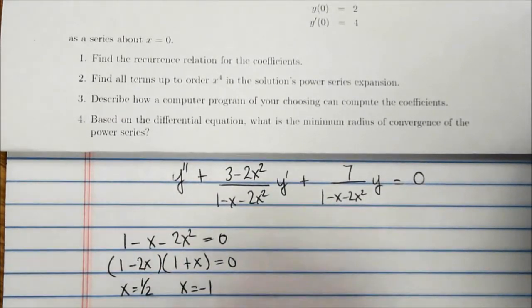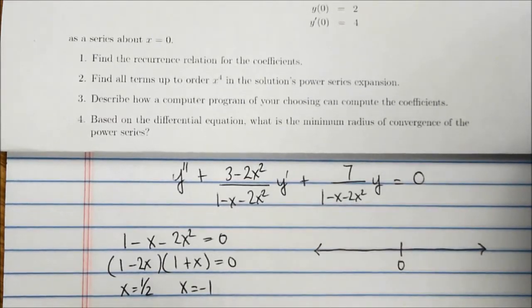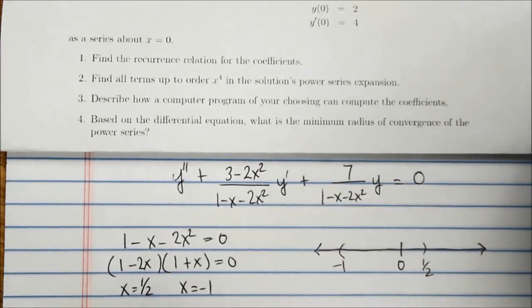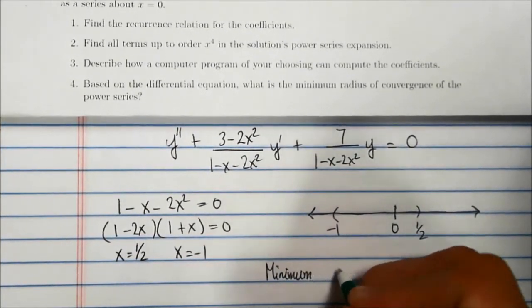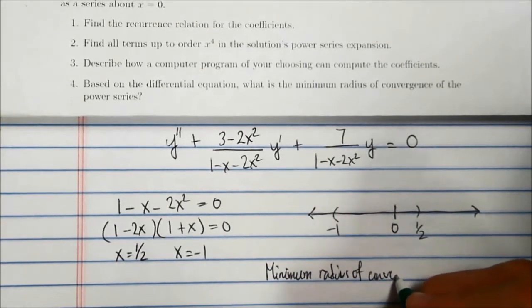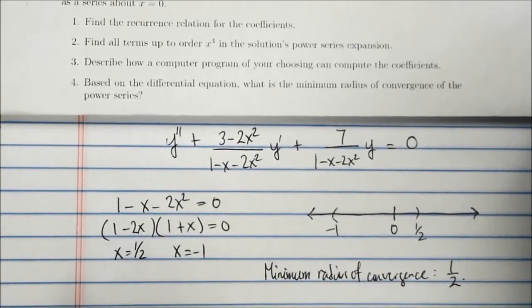And so taking a look at the picture, we're trying to do a series about 0, but we have a problem at 1/2, and we also have another problem at -1. So the closest problem to 0 occurs at 1/2. So the minimum radius of convergence is going to be 1/2. So we're guaranteed that the power series will converge for absolute value of x less than a half. After a half, maybe it converges, maybe it doesn't. We can't tell that without actually solving.